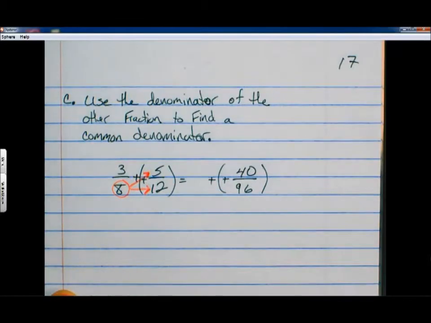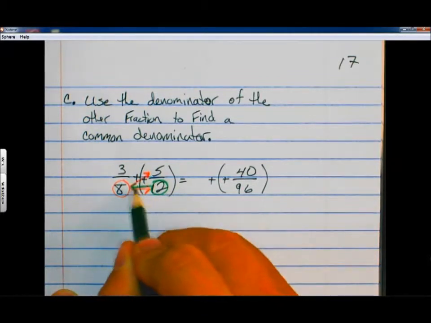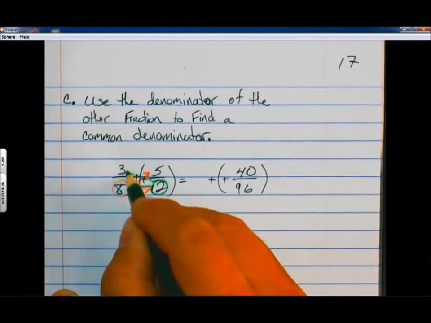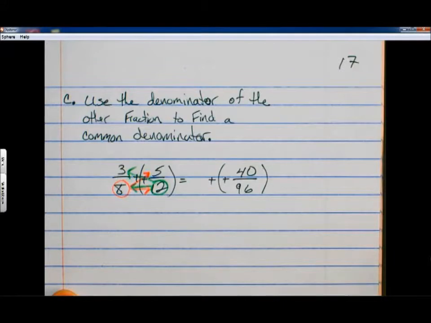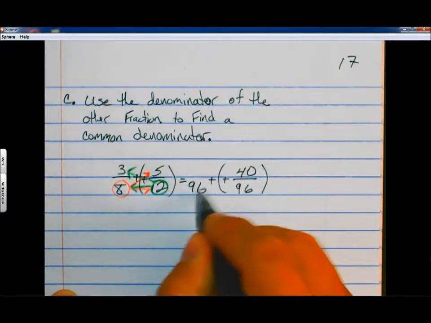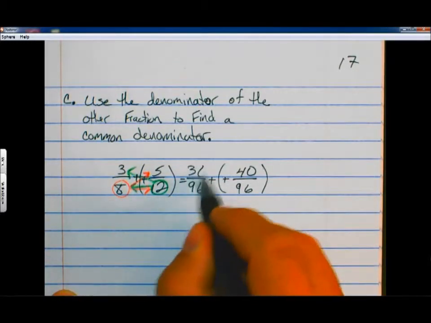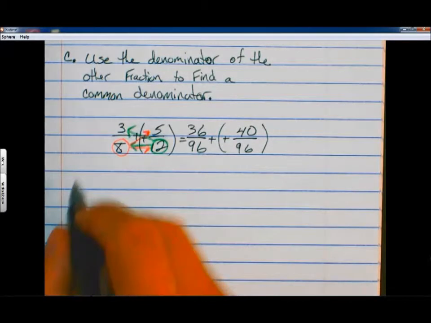Now what we're going to do is go backwards. It doesn't matter which you do first, whether you change the first fraction first or the second fraction first. It really doesn't matter. But we're going to take 12, multiply times 8, and then 12 times 3, and that will change your first fraction. So 12 times 8 and then 12 times 3 is 36. So now we've changed it so we have common denominators.